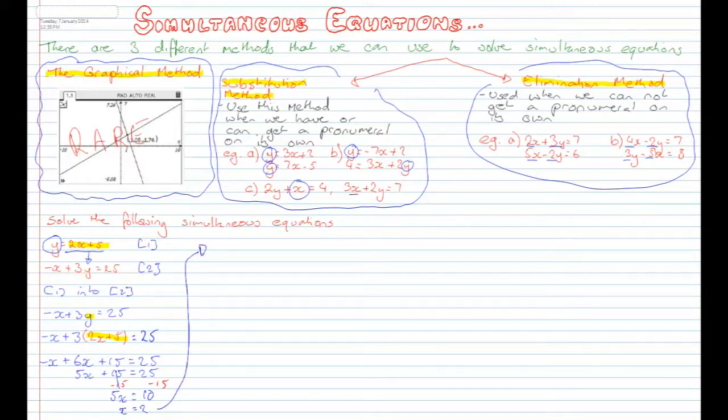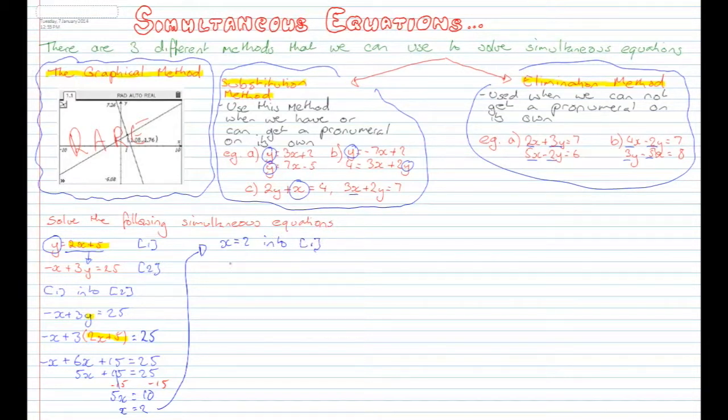Knowing this, now I can say x equals 2, therefore I need to find my y coordinate when x is equal to 2 in either one of these equations. Now I can substitute x equals 2 into either equation 1 or equation 2. If we have a look at it though, if I substitute x equals 2 into this equation, I've actually got y on its own, so it will be easier for me. So let's substitute x equals 2 into equation 1.